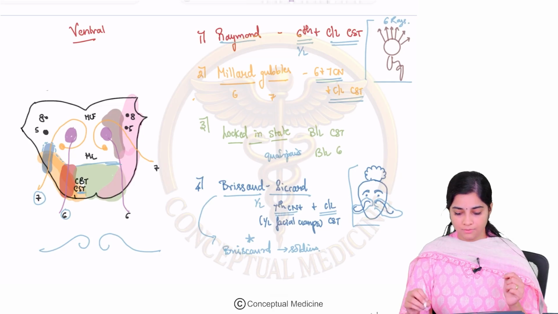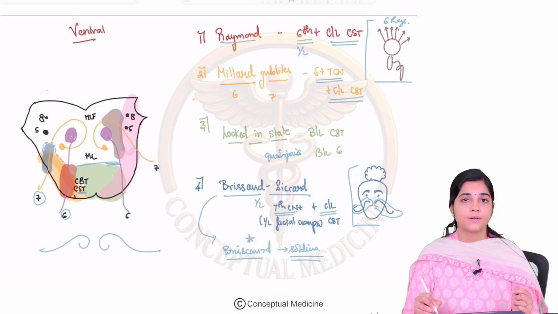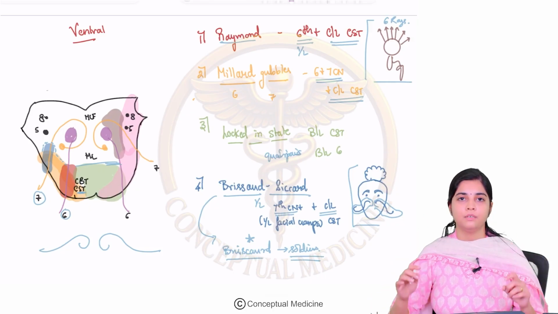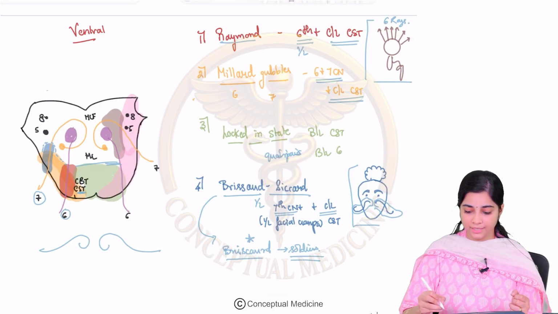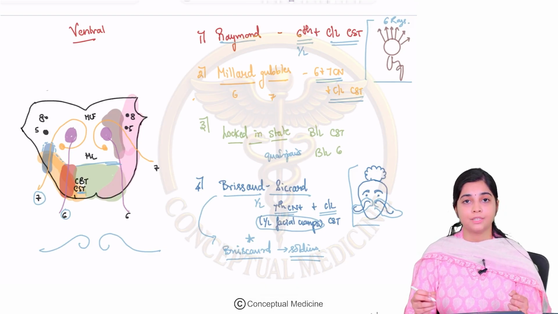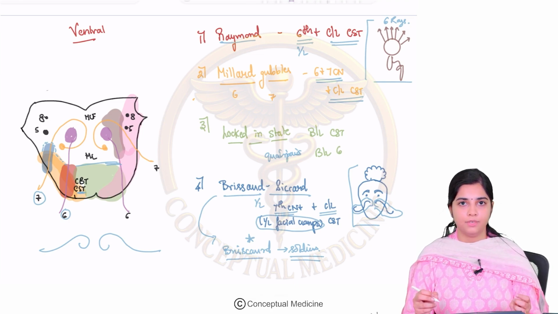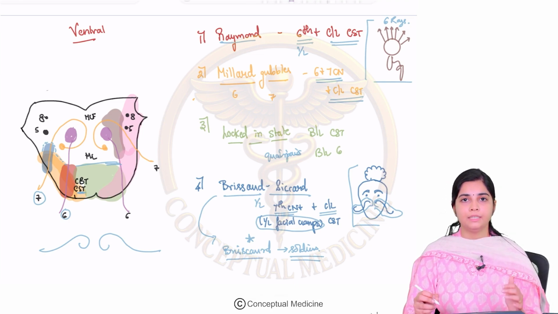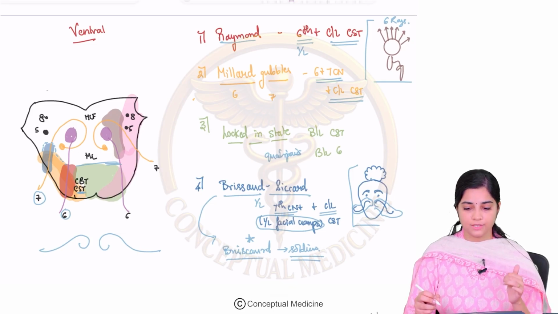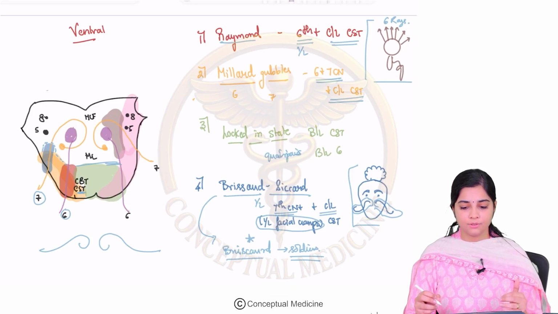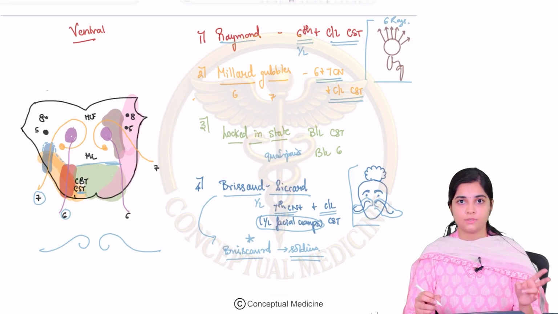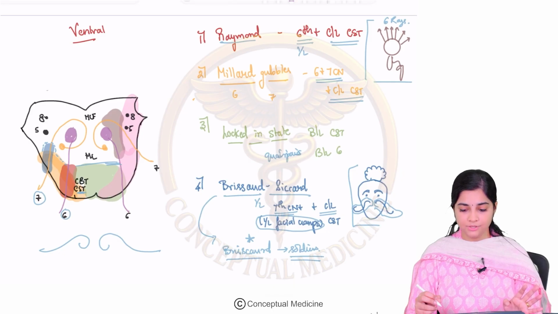Okay. Fine. So Brissaud sounds like Briscard, which is a soldier with a big mustache. And a very characteristic feature is the presence of facial cramps. The 7th cranial nerve involvement can cause irritation and can cause facial cramps as well. So this is about your ventral pontine syndromes. So just to revise, we have Raymond syndrome, which is 6th plus contralateral hemiplegia, Millard-Gubler, 6 and 7 letters, so 6 plus 7 plus contralateral hemiplegia, locked-in state, and Brissaud-Sicard syndrome.